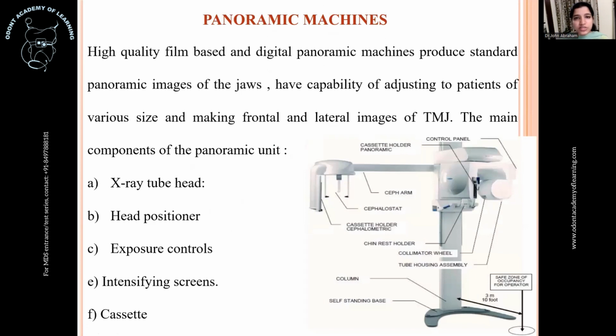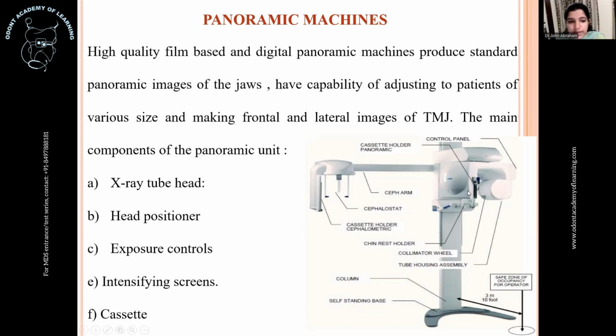So coming to the machine, how does the machine look in panoramic radiography? High quality film-based and digital panoramic machines produce standard panoramic images of the jaw, with the capability of adjusting to patients of various sizes, and making frontal and lateral images of the TMJ as well. So we'll just explain what the components of this panoramic unit are.